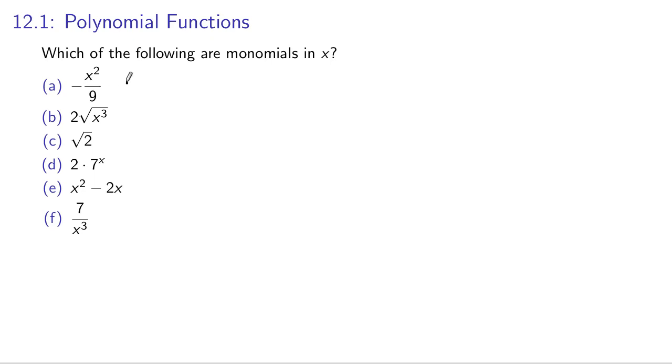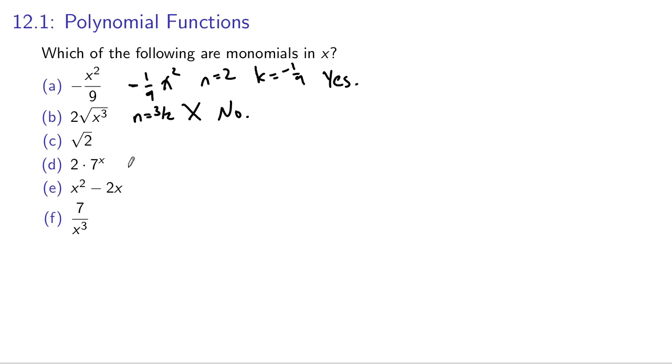Here we can always tell by identifying our constant and our n. So our n is 2, our constant was minus 1/9. So yes, this is a monomial. Here n would be 3/2, which is not a whole number. So no, it's not a monomial.